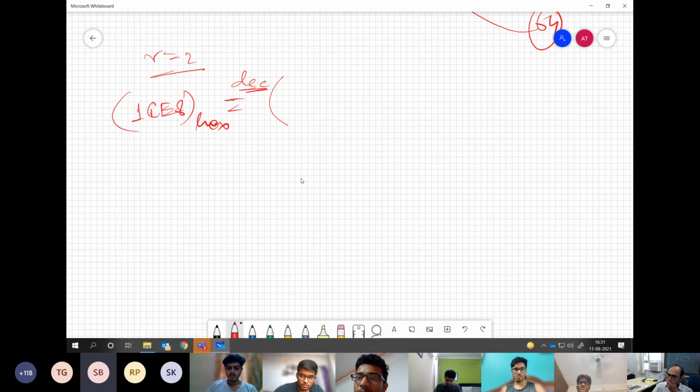So multiplying consecutive powers of 16: sigma T_i r to the power i. First to binary, then to decimal. First to decimal, then binary.